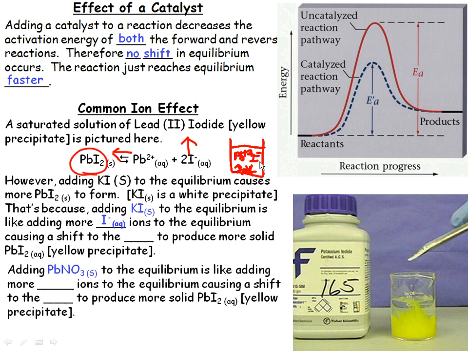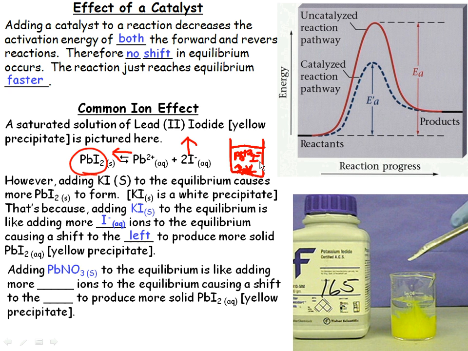So if I add a little bit of the potassium iodide, I actually get more lead iodide to precipitate out, because it's like adding more of those iodide ions. So this causes a shift towards the left, which will produce more solid lead iodide, which is that yellow precipitate.